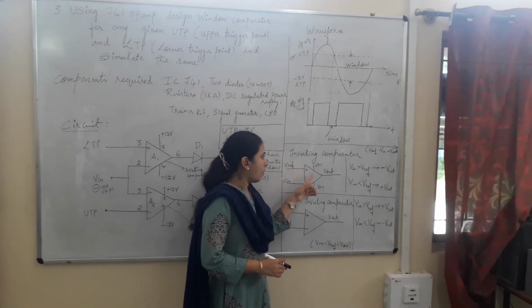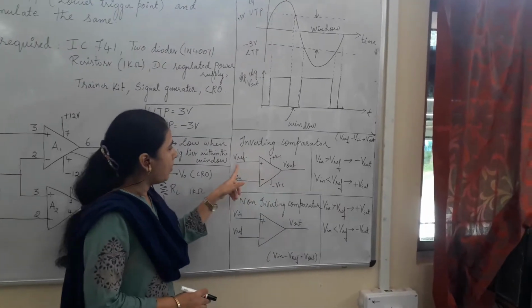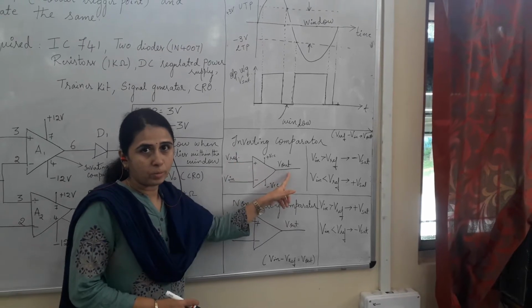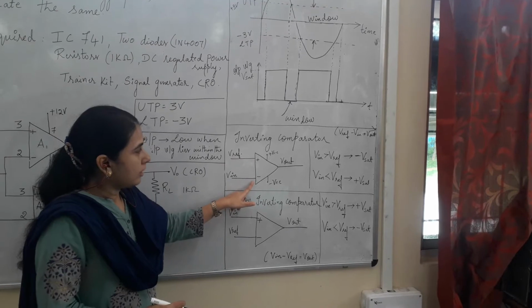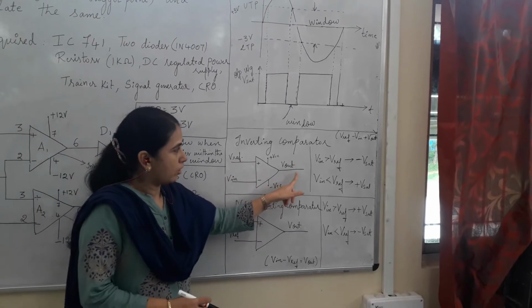This is an op-amp. Op-amp can be written like this. This is the symbol of an op-amp. Op-amp will have 2 inputs and 1 output. One is the non-inverting input and the other is the inverting terminal. Non-inverting terminal, inverting terminal, and only 1 output.